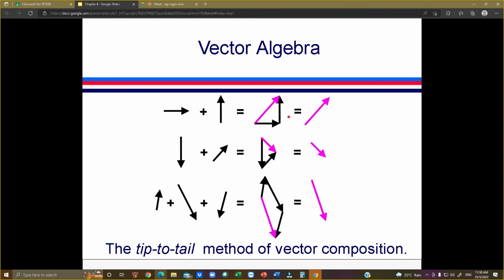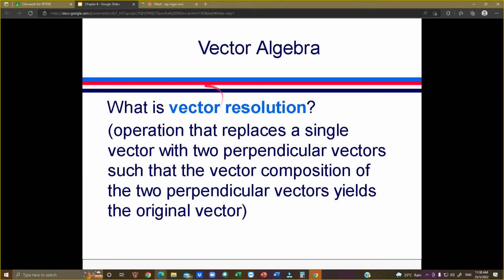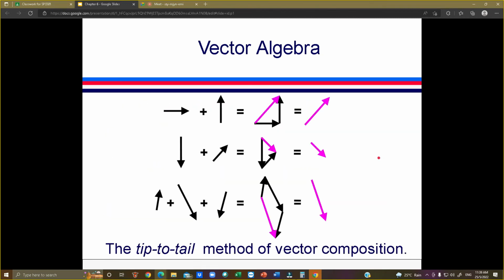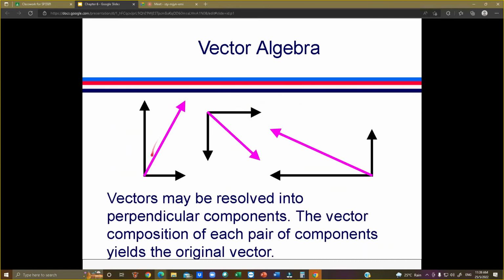Okay. Lepas tu kita ada vector resolution. Okay. Operation that replace a single vector with two perpendicular vector, such that the vector composition of the two perpendicular vector yields the original vector. Yang ini untuk kamu tahu sajalah. Okay. Dia adalah terbalik daripada yang ini. Yang ini kita add on vector in order to get resultant. Okay. But vector resolution, they give you resultant. You need to find out dia punya x and y. Ini untuk kamu tahu je lah.